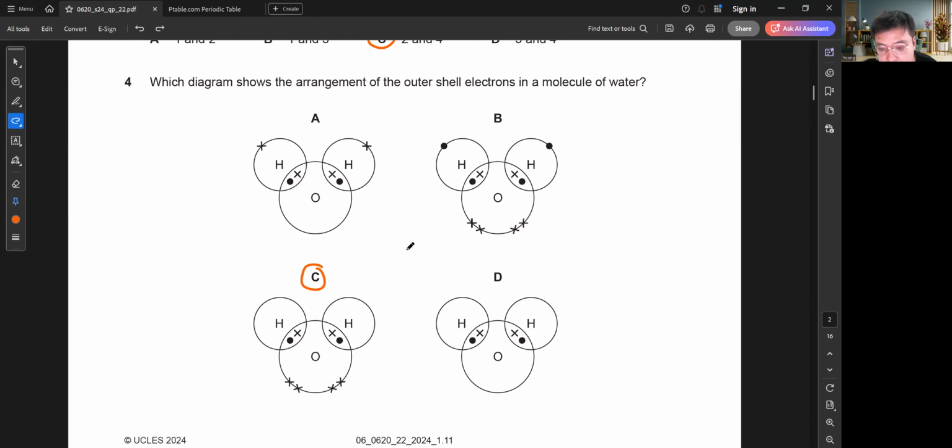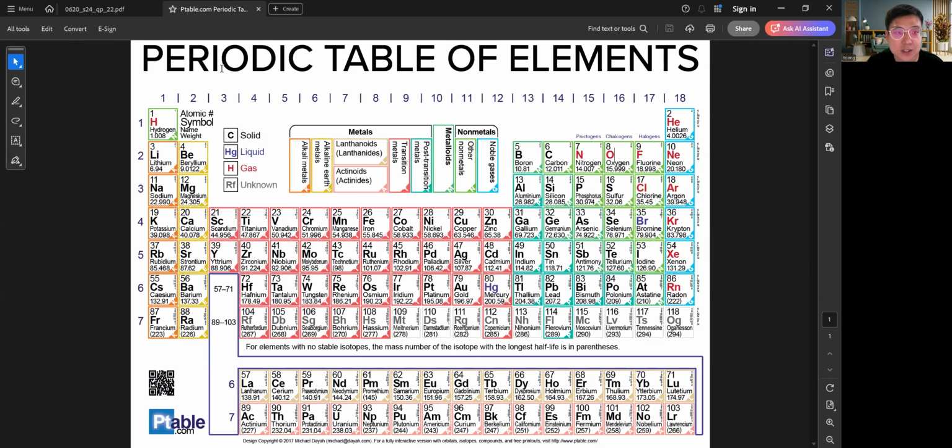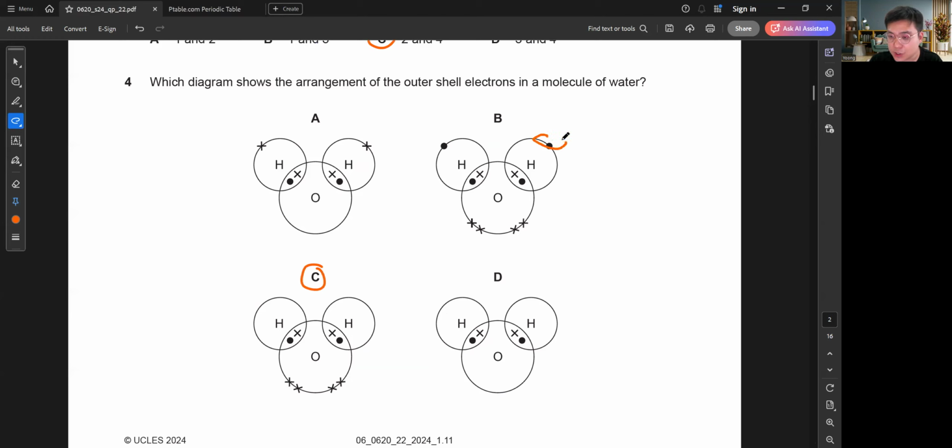So it should be C, because hydrogen, as we just learned, only has 1 electron on the shell. But here shows that hydrogen has 2 valence electrons. So that's out. So it can only be this, because the black dot represents the electron of the hydrogen, while the X represents the oxygen ones.